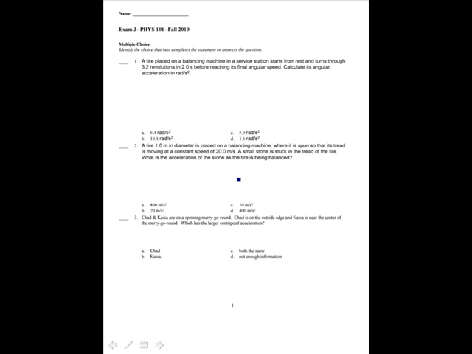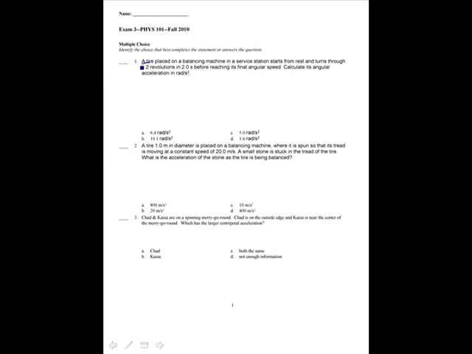Okay, this is exam 3 for Physics 101, Fall 2010. Number 1, it says a tire is placed on a balancing machine in a service station that starts from rest and turns through 3.2 revolutions in 2 seconds before reaching its final angular speed. What is angular acceleration in radians per second squared?